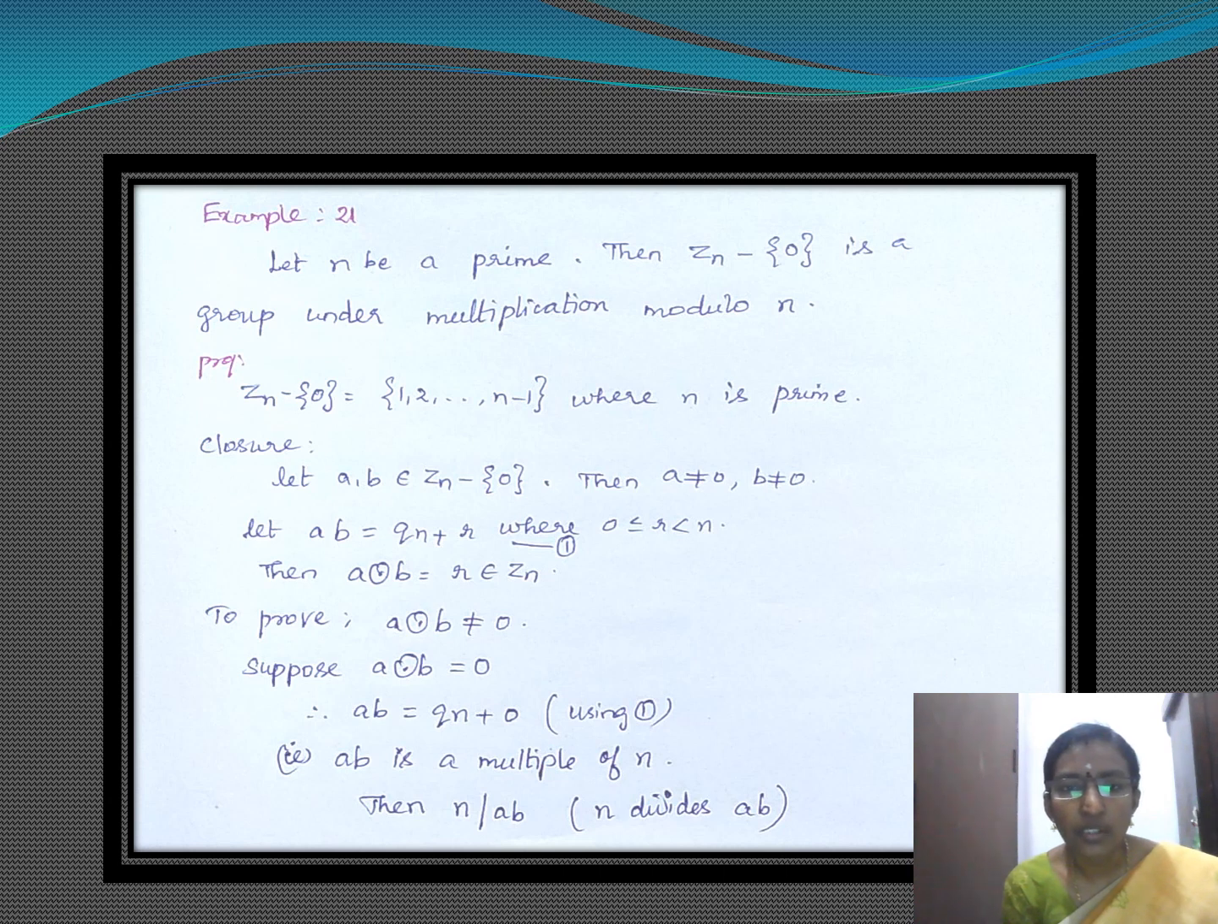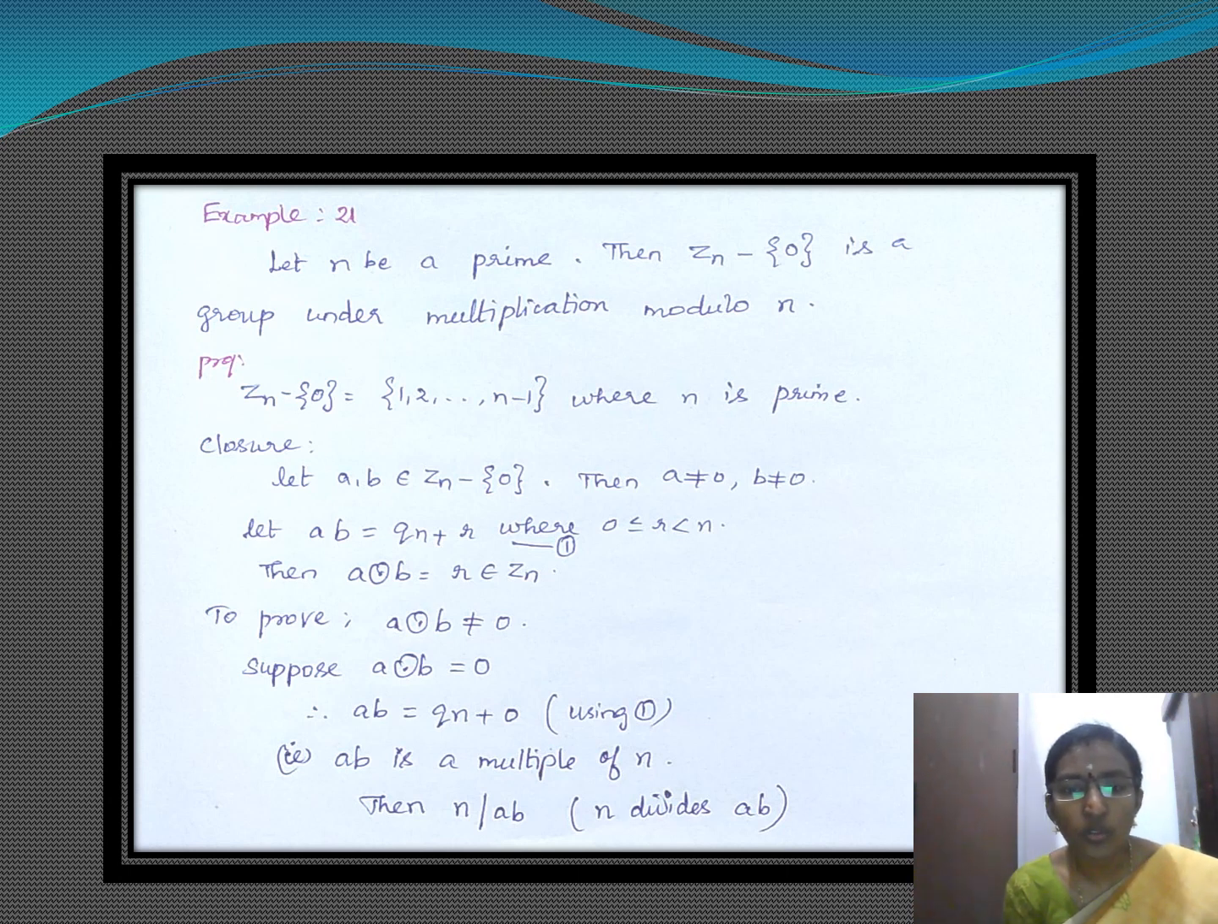Then next example. Here we take n as a prime number, and Zn minus {0} is a group under multiplication modulo n. Here we take the set Zn minus {0}, which is equal to the set of all 0, 1, 2, ..., n - 1. Here n is a prime number. Let me prove that ⊙ is a binary operation on Zn minus {0}. For this we have to take a, b belonging to Zn minus {0}.